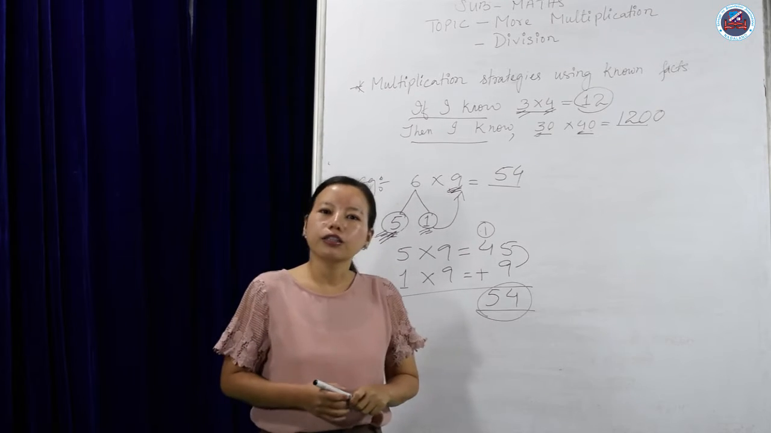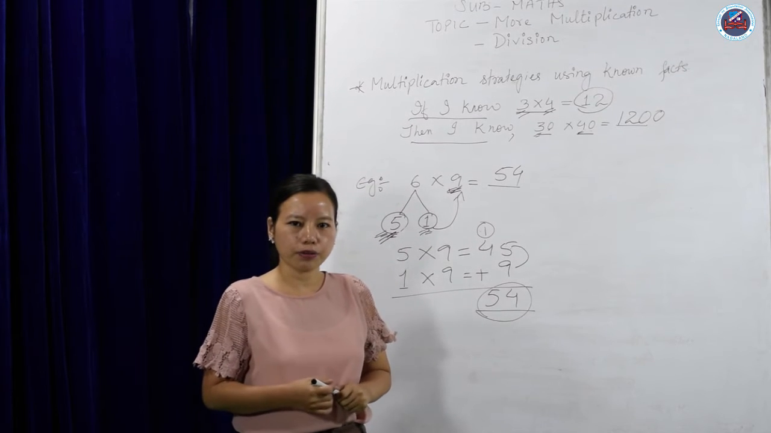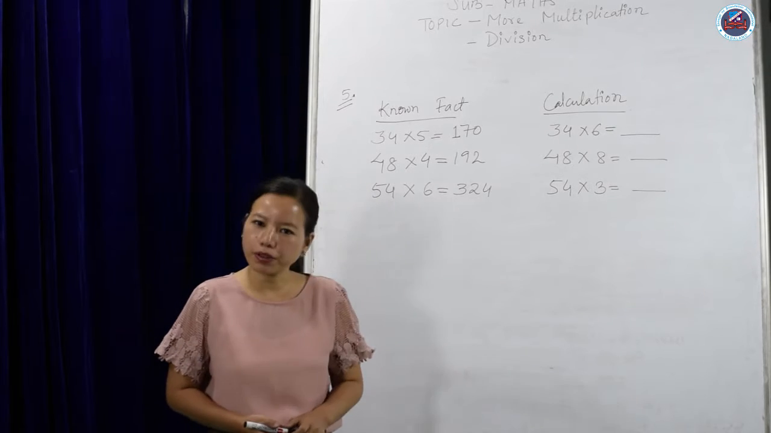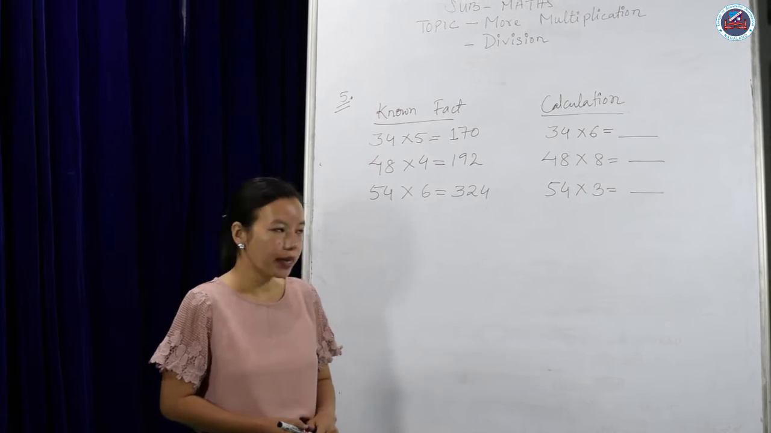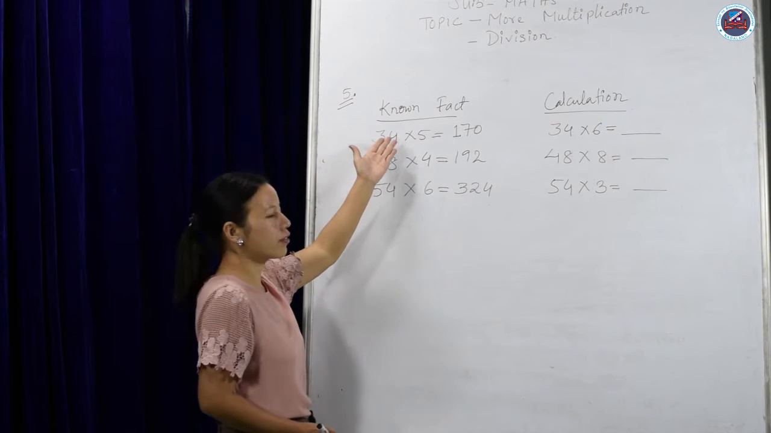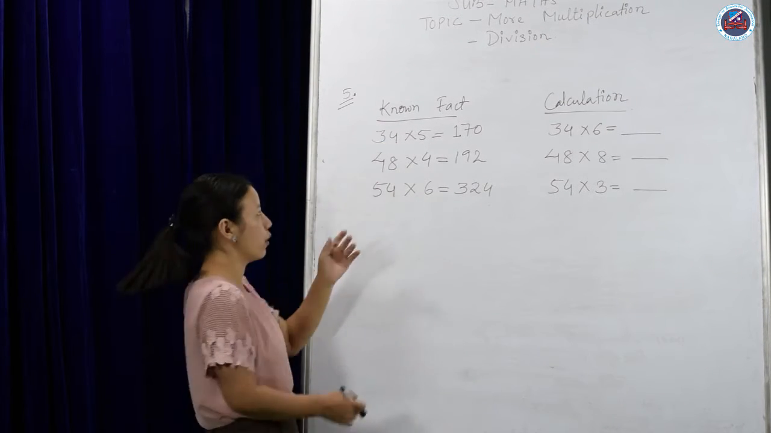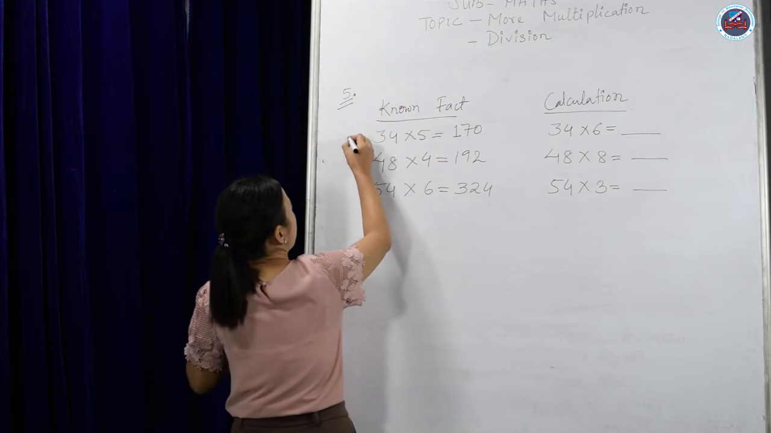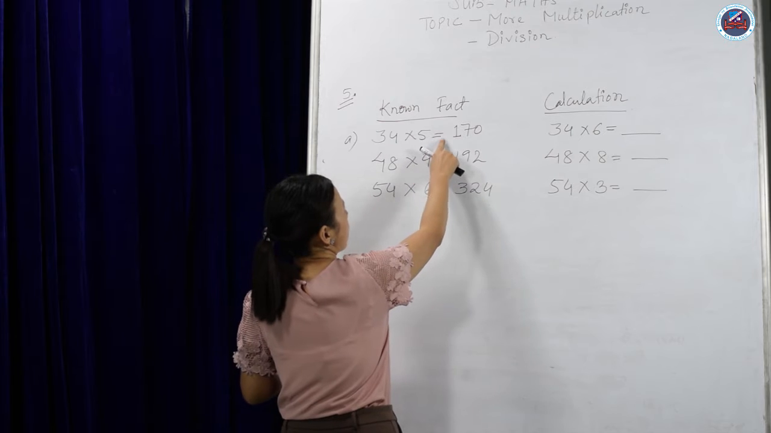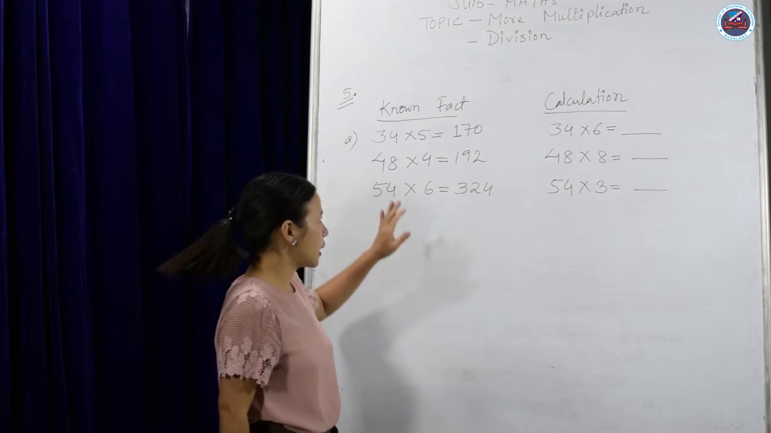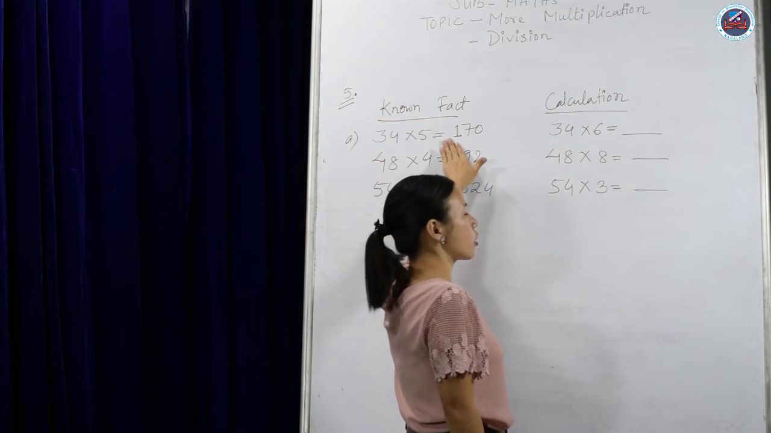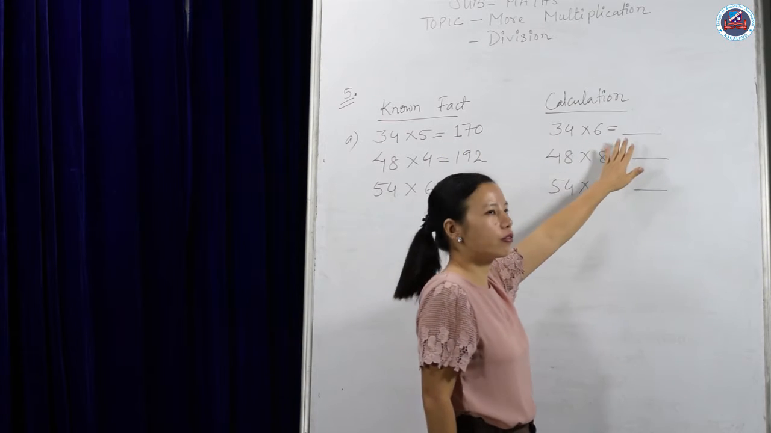Now we're going to do some exercises from your textbook. Alright, let's start with this exercise. This question is taken from your exercise, question number 5, right? So let's find out this problem. Here I have this known fact, which we already know. The first one says 34 times 5 equals 170. That means 34 times 5 is 170. And then using this known fact, we are going to find the calculations for these numbers.